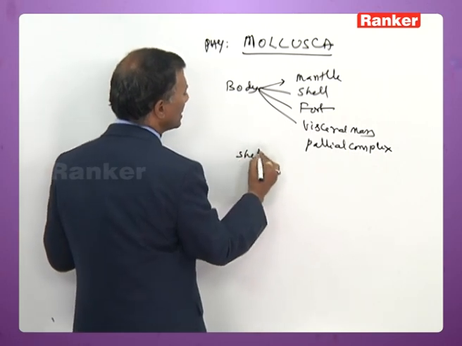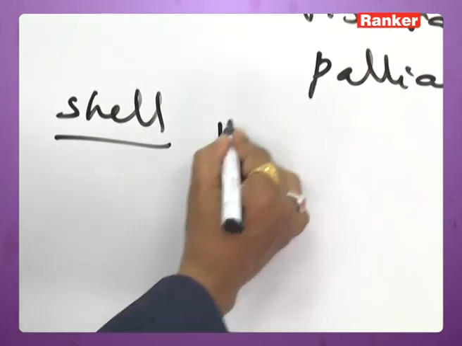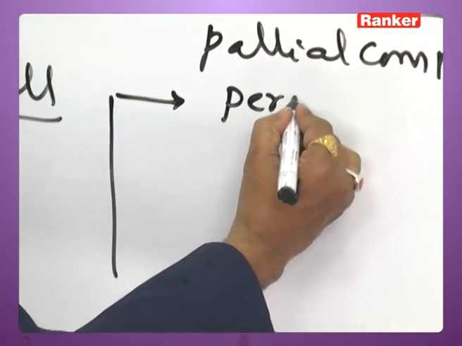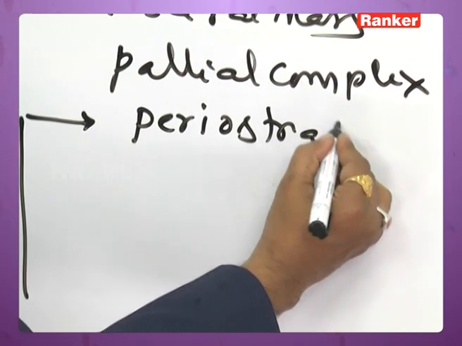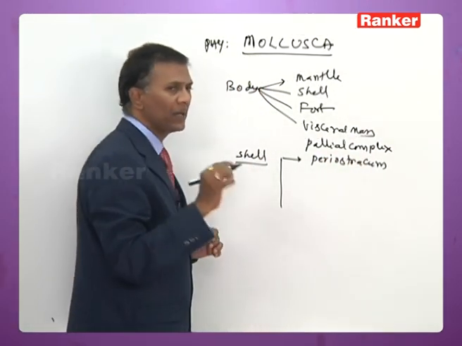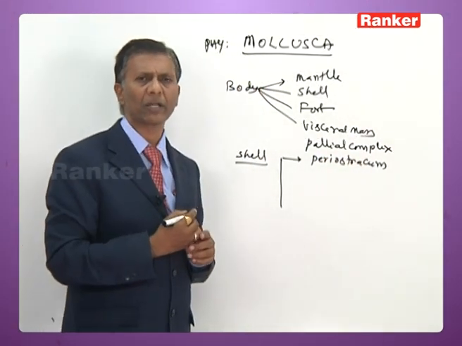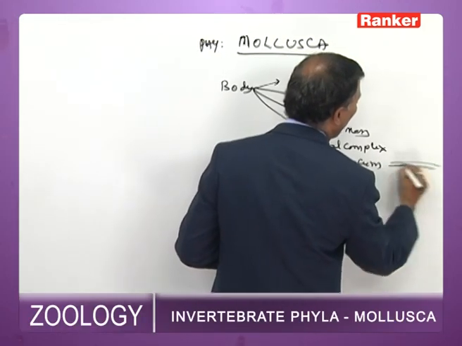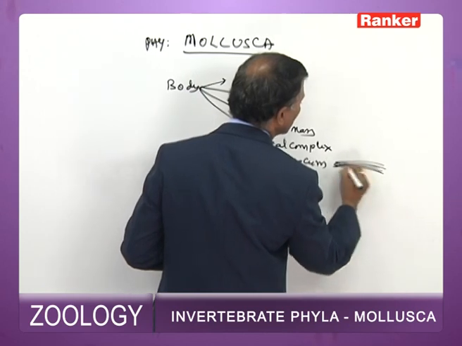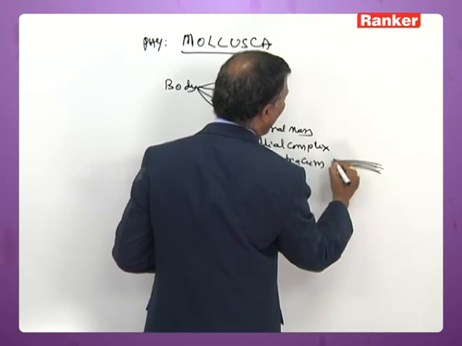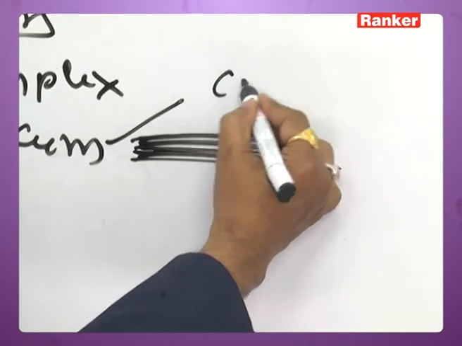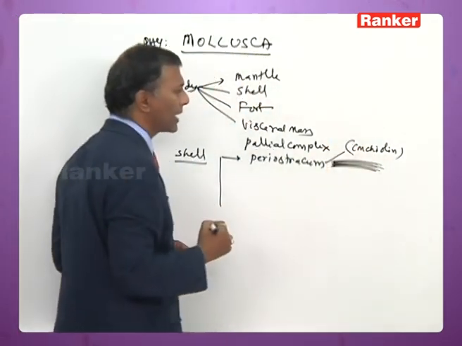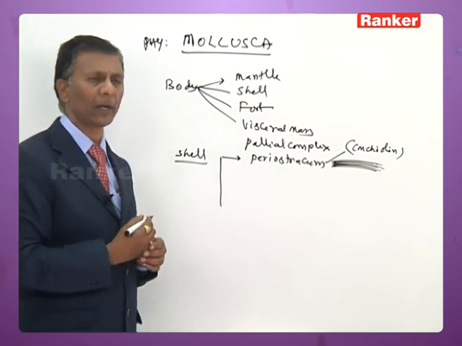Now the shell in mollusca consists of 3 layers. The outer part of the shell is called periostracum. The periostracum looks like this. It is made up of an organic substance called conchiolin.